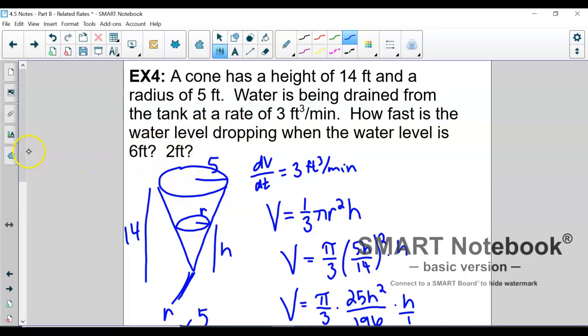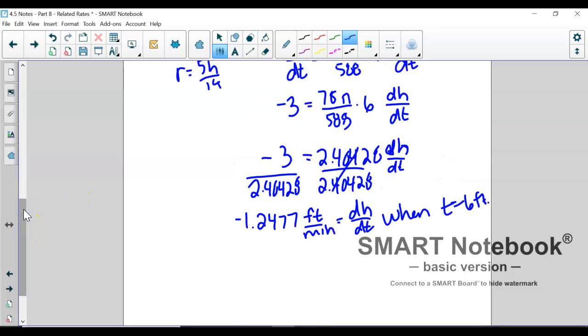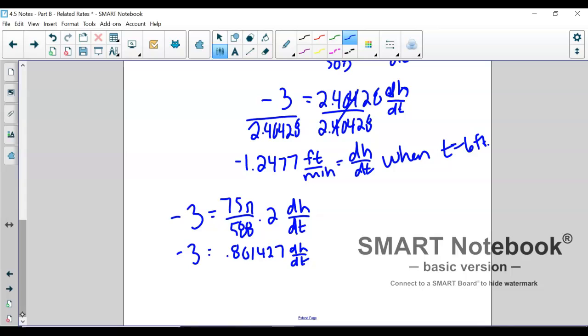Now, if we look at our second part, we need to know the same thing whenever this is 2 feet. So we're going to go back and do what we just did, but we're going to use 2 feet instead. So we'll have negative 3 equals 75 pi over 588 times 2 dh/dt, and that is going to give us 0.801427 dh/dt, and we're going to divide both sides by that number there. So negative 3 divided by 0.801 is going to give us negative 3.743, and this is going to be feet per minute. That's your dh/dt when h equals 2 feet.